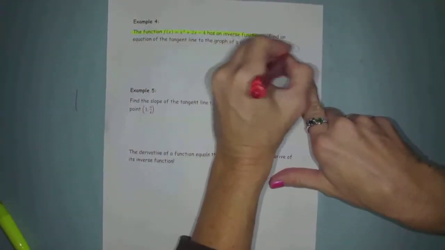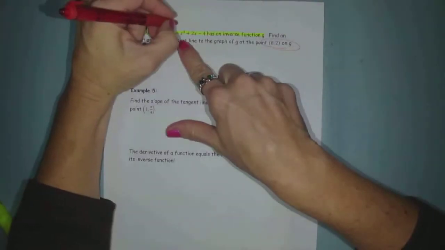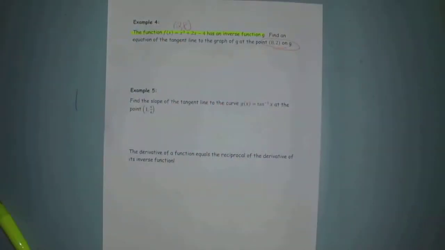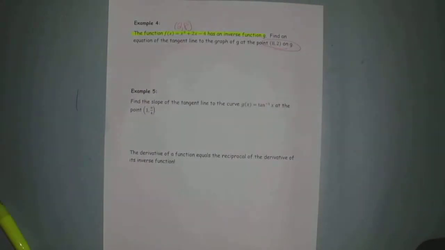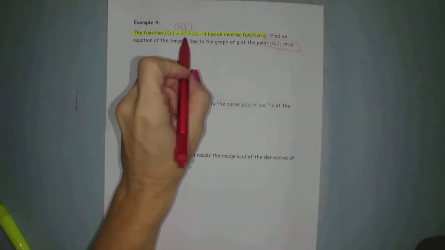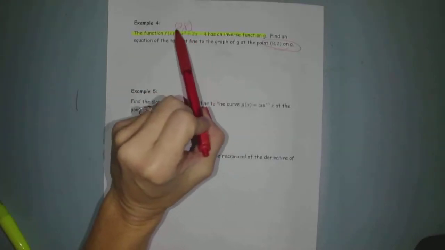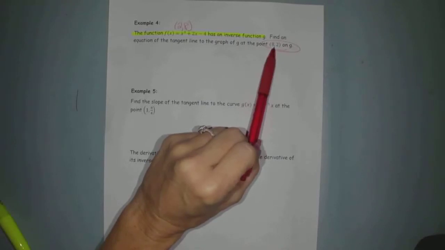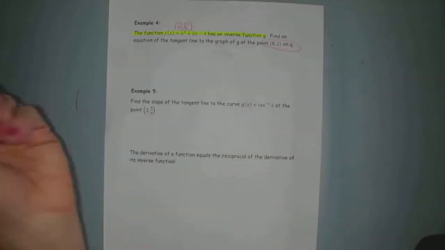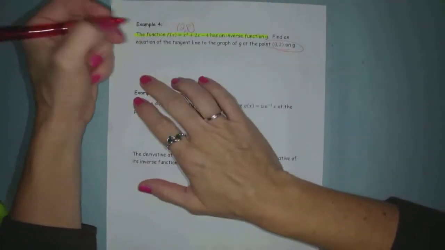Okay, a couple things. If (8, 2) is on g, then we know that (2, 8) is on f. We just have to assume that. So what we're going to do is work with f. We'll find the slope of the tangent line to f at the point (2, 8), then find the reciprocal. That will give us the slope of the tangent line on g, and then we'll just write the equation. So a little bit further we have to go here.